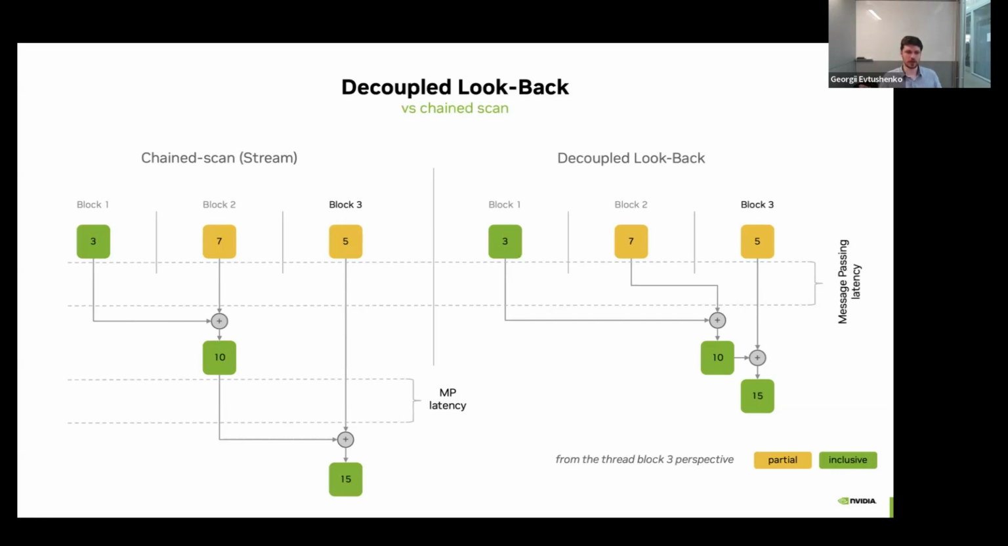Here, block 3 reads states of block 2 and block 1 at the same time. Block 3 combines the inclusive aggregate from block 1 with the partial aggregate from block 2, which gives block 3 the inclusive prefix. To make this process a bit easier to understand, let's go through the decoupled lookback step by step.